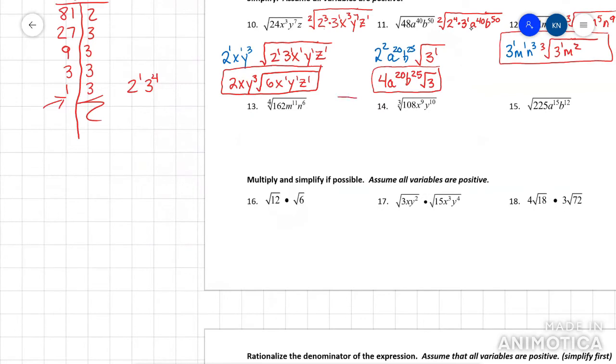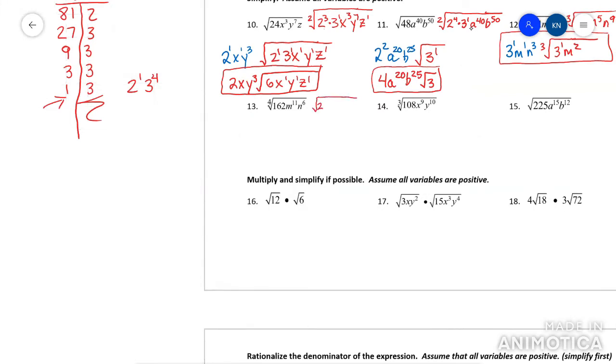Okay, 162, we said was 2 to the 1, 3 to the 4. All right, now we're making groups of 4. So, see, groups of 4. So that means no 2's can be taken out. But you can take out a group of the 3's because there's 4 of them there, and you're making groups of 4. M11, that means you can make 2 of them with 3 left over.